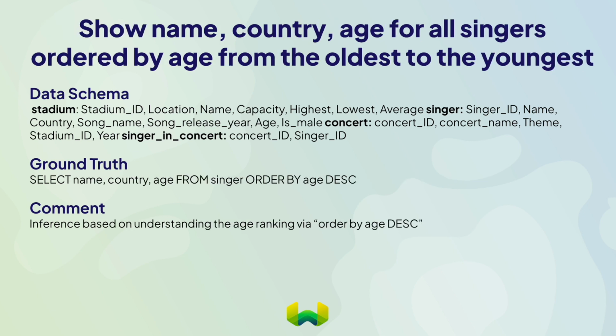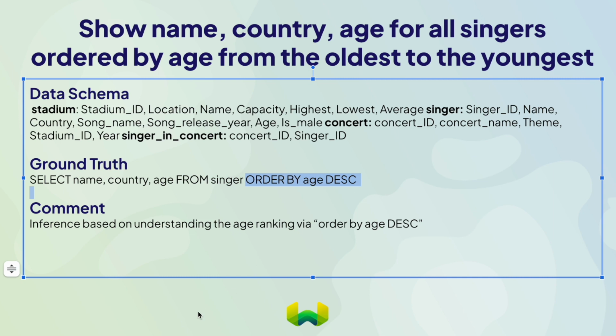So here's another question: show name, country, age for all singers ordered by age from the oldest to the youngest. Again, we take the exact same data schema as the first example, and we translate this query into select name, country, age from singer, order by age in descending order. So again, it needs to do an inference about the age ranking and then produce this order by age descending order. This is a great example of taking the natural language query, inferring the intent that the user wants, and then translating that into this particular order by age descending thing.